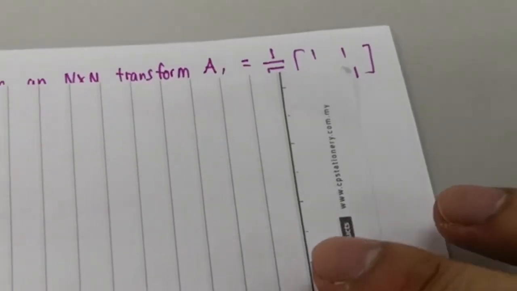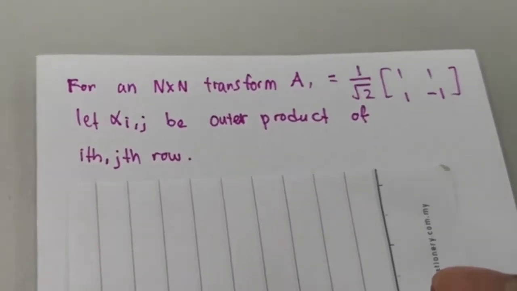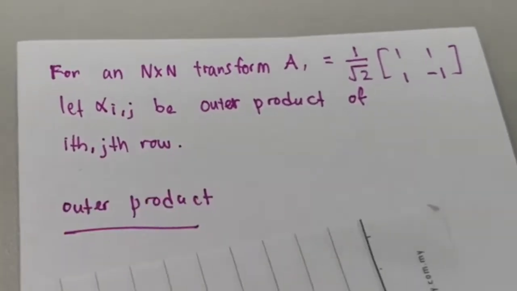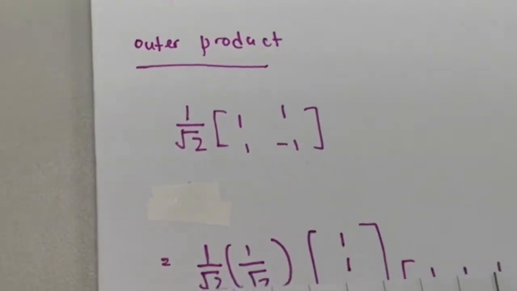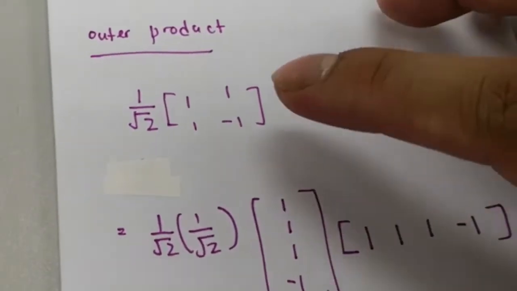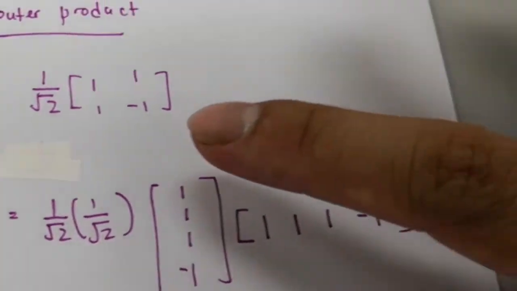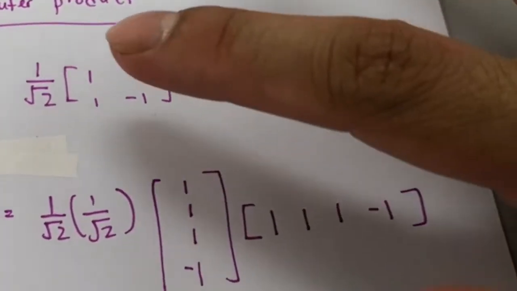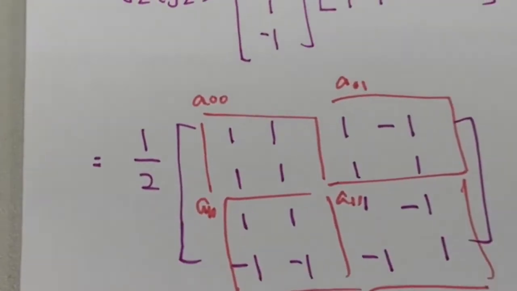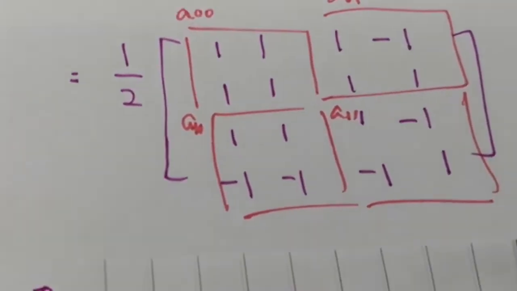We will talk about the outer product of a transform. For an N by N transform matrix A like the ones we have used in the previous example, we let A_ij be the product of the i-th and j-th rows. Then for the previous matrix, this is how we get the outer product. We take 1 over 2 times 2 of this, but this will change into a vertical and then horizontal, and then negative 1. It's like 1, 1, 1, negative 1. Then we will get the product 1 over 2 times A00, A01, A10, and A11.